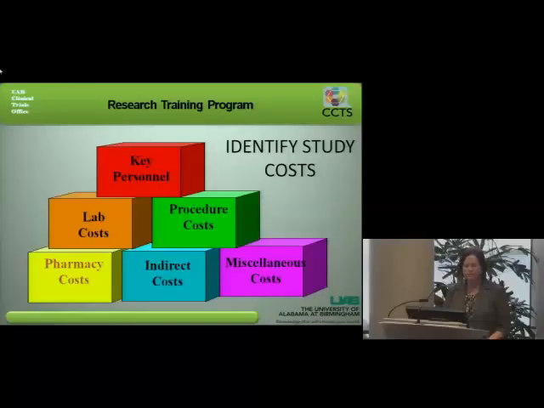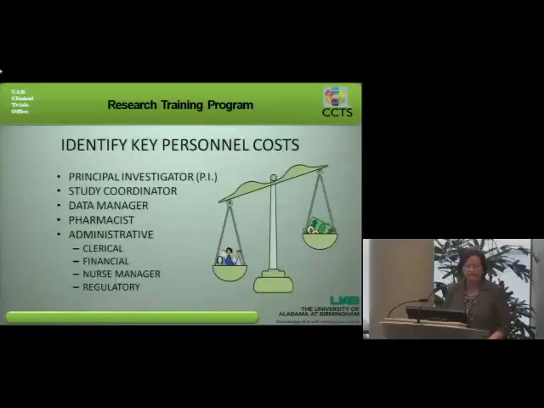You're going to look at key personnel. You're going to look individually at lab costs and procedure costs. You're going to look at what pharmacy needs are going to be in terms of cost. Are there indirect costs for your institution, and what are they? And what miscellaneous costs do you need to make sure you don't forget?